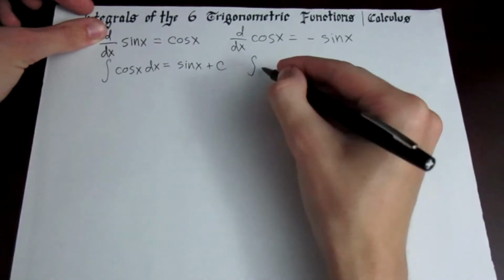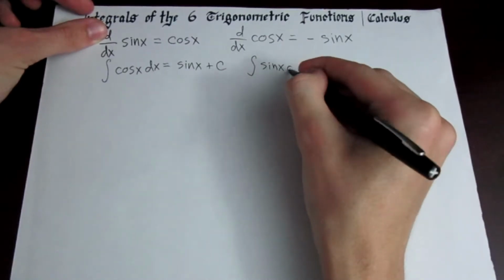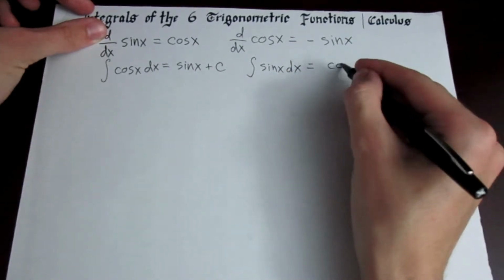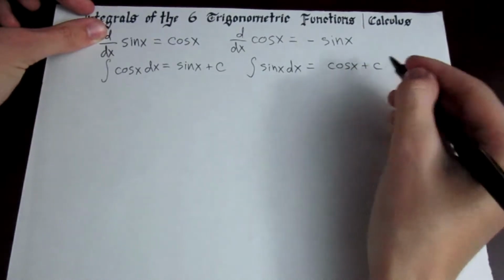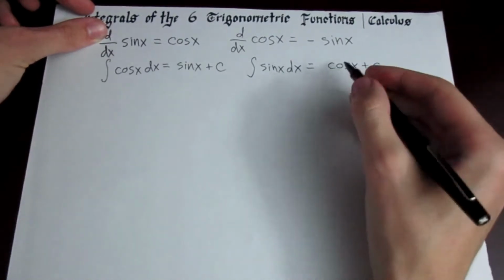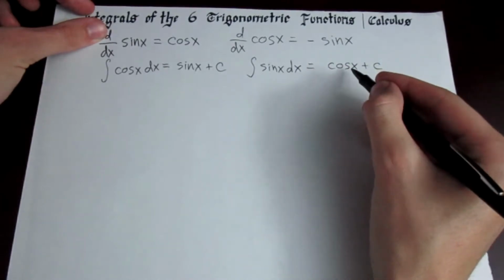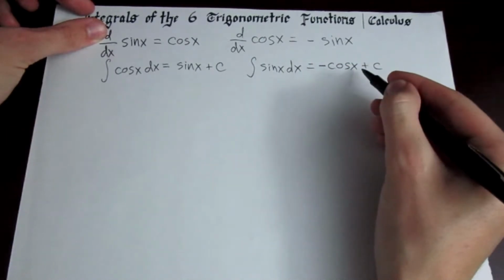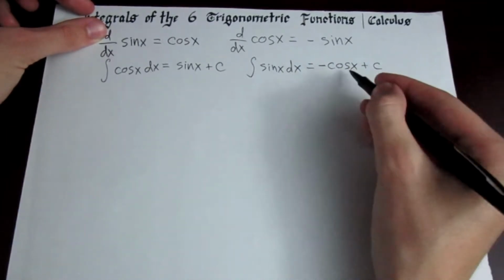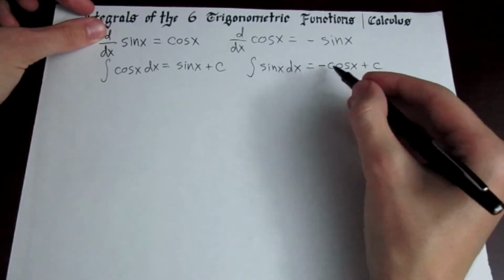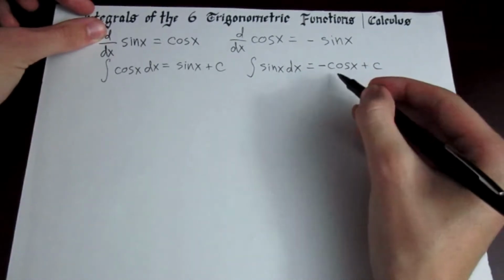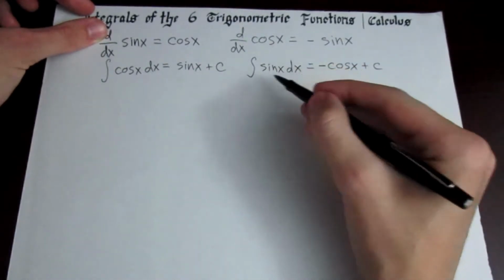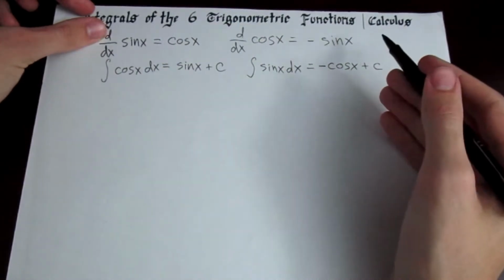Now what about the integral of sine of x dx? Okay, well that isn't going to be cosine of x plus c, because if you take the derivative of cosine of x, that's going to be negative sine of x. So you have to put a negative in front of the cosine x, because a negative times a negative is a positive. So the derivative of negative cosine is negative sine of x. The two negatives turn it into a positive, and you get the original function back. So those are like the two easiest ones.